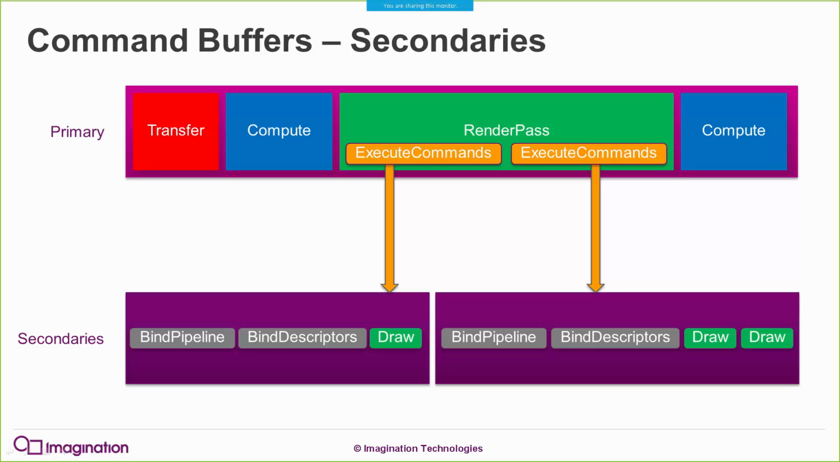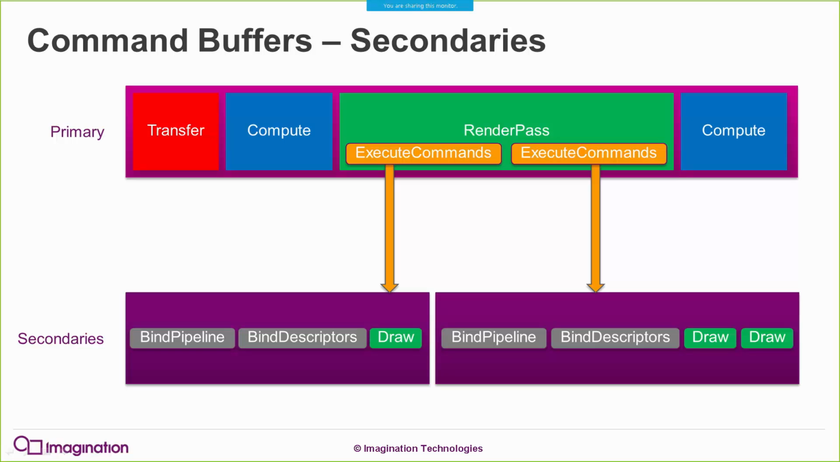Now, the difference in usage with the secondary command buffers is you never execute a secondary command buffer on the GPU directly. You never submit it to the queue. Instead, what you do is you execute that secondary command buffer in the context of a primary command buffer. Think of it as a function call, and you can just call that function over and over again.